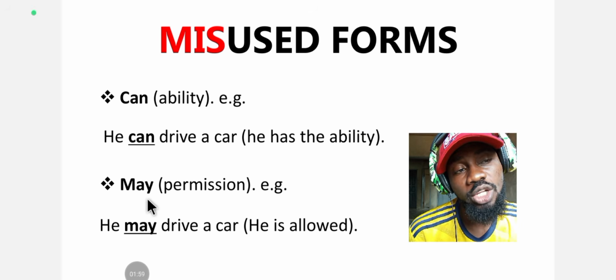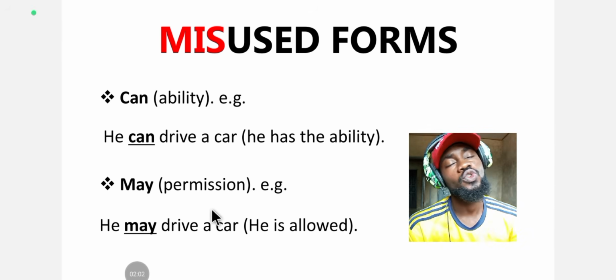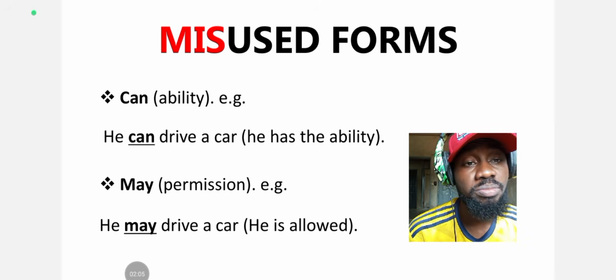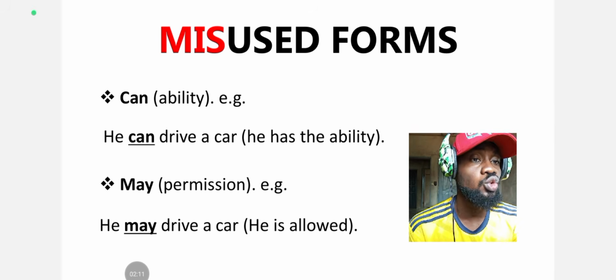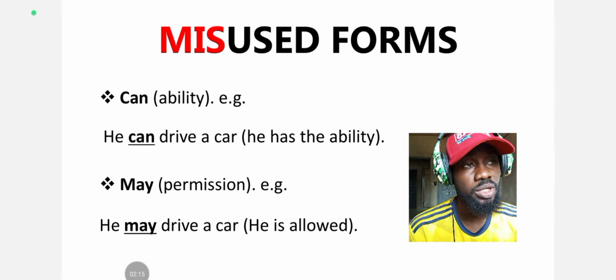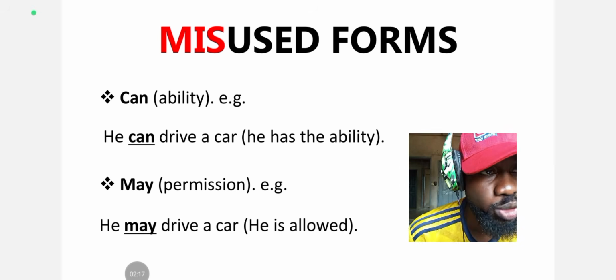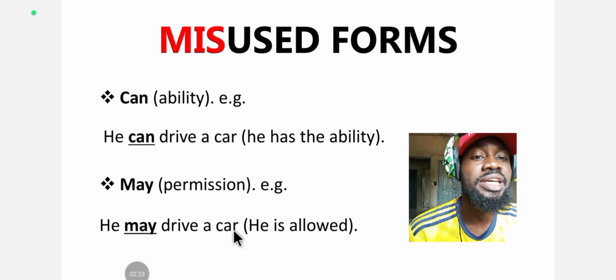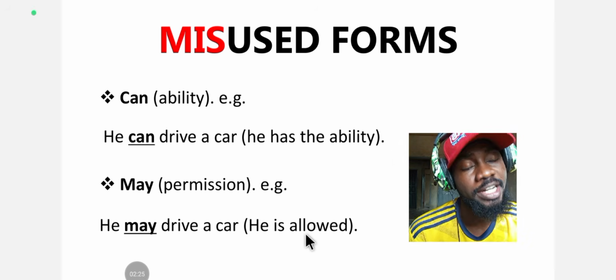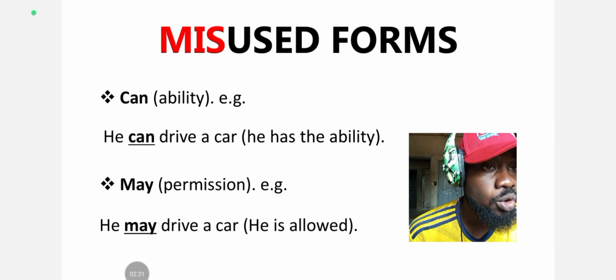The second we have here is may. And what is the meaning of may? May means permission. So when someone says that you may do something, it means that you are permitted. You are allowed. It's not by force. You can choose to do it, and you can as well choose not to. The example we have here is he may drive a car. It means that he's allowed to drive a car. So it's left for him to either drive the car or decide not to drive the car.